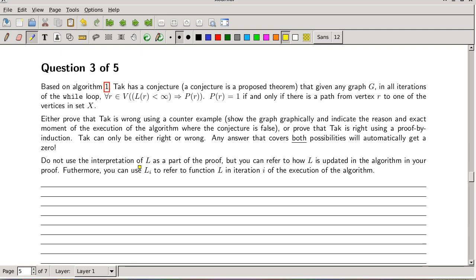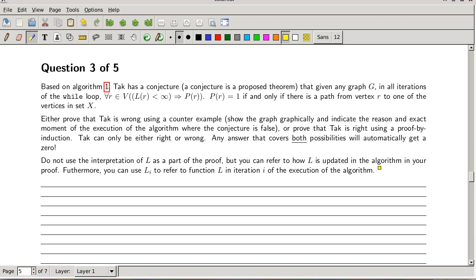Do not use the interpretation of L as a part of the proof. In other words, L is supposed to be the length of the shortest path from a vertex to a destination vertex, but you do not want to use that interpretation, because otherwise the reasoning becomes circular. So you cannot use the interpretation. You can only use how L is updated in the algorithm as a part of your argument in your answer.